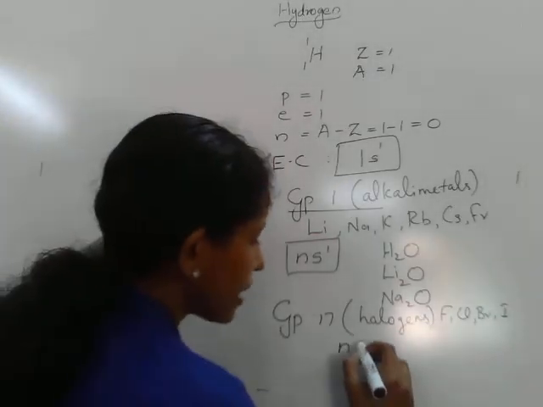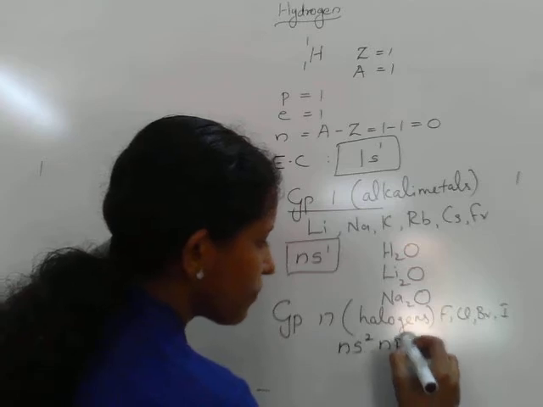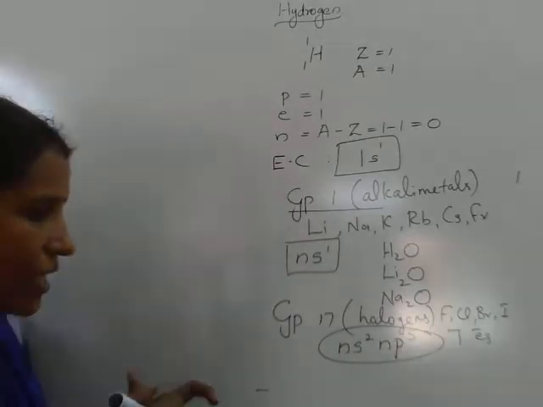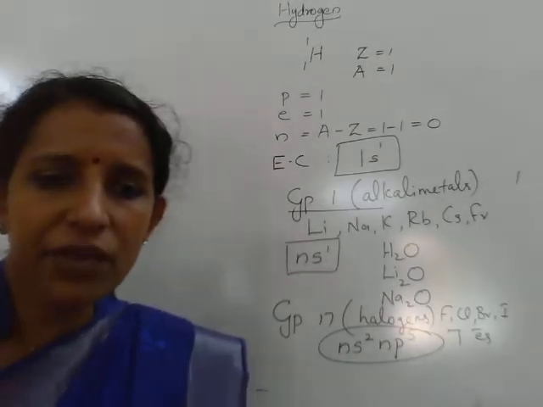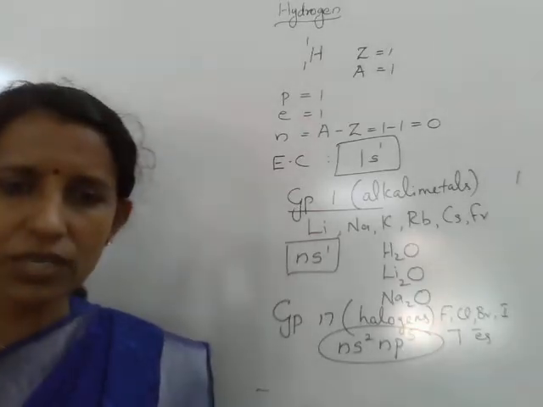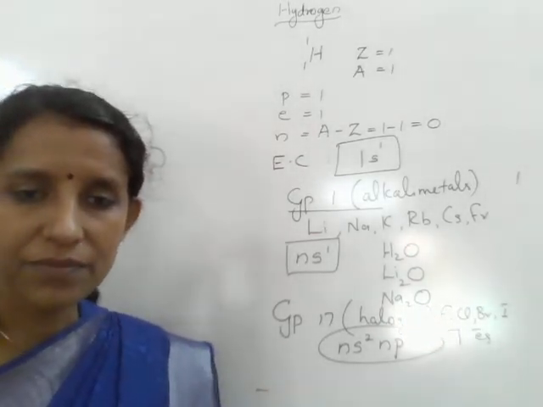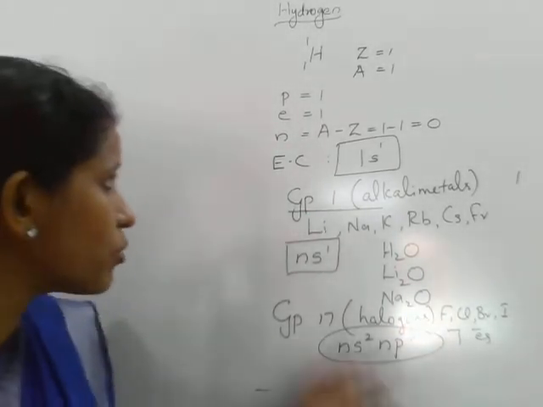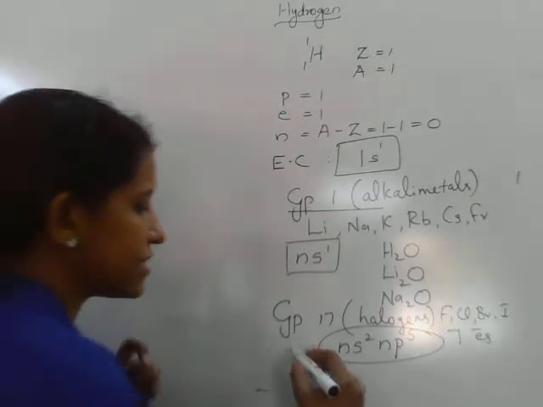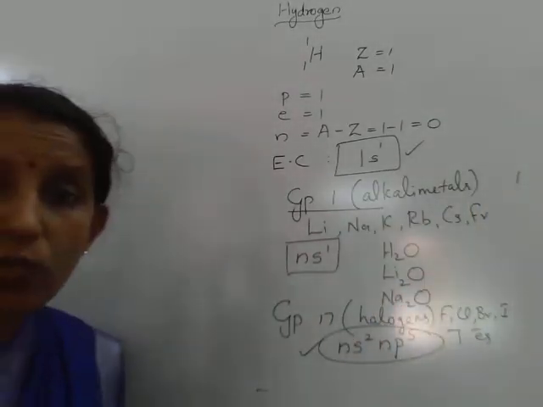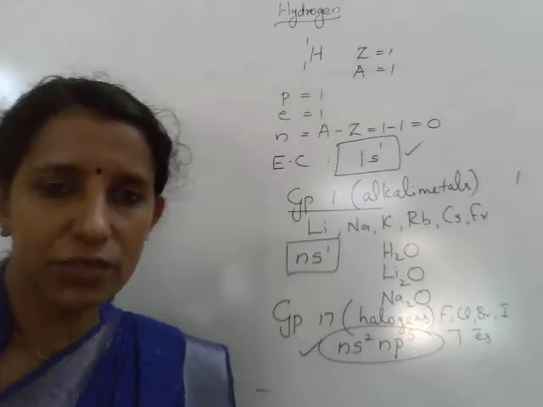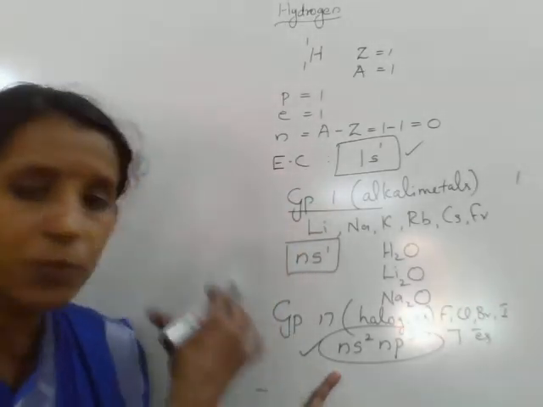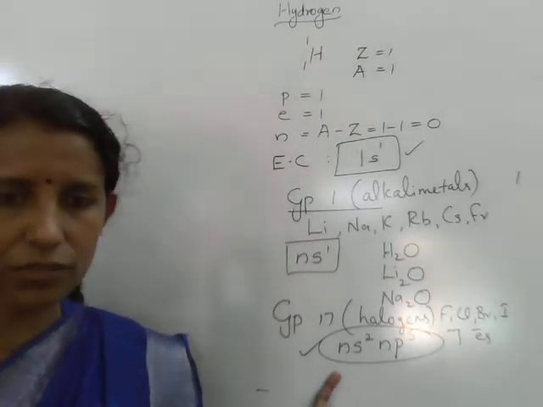Halogens have the general outer electronic configuration ns2 np5. How many valence electrons? 7 valence electrons. They too have a strong tendency to gain one more electron. If they gain one more electron, they become stable. They get the stability of noble gas configuration, octet electronic configuration. That means both hydrogen and halogens are one electron short of stable noble gas configuration. So hydrogen resembles group 17 elements also in their electronic configuration.